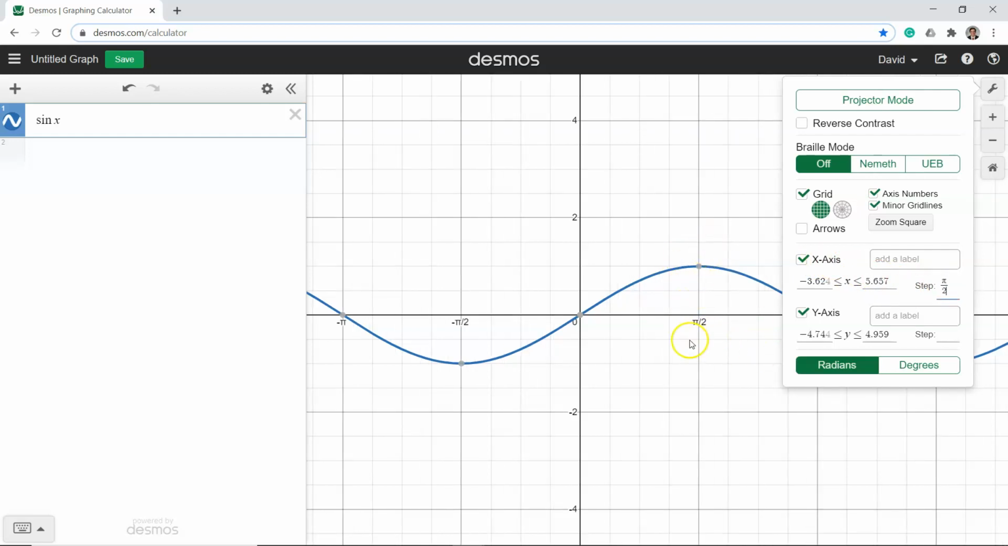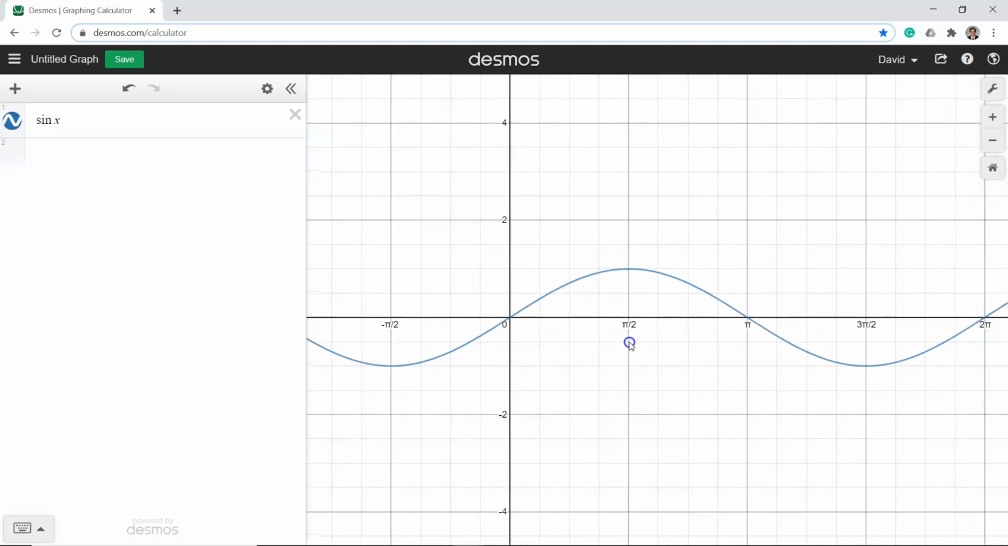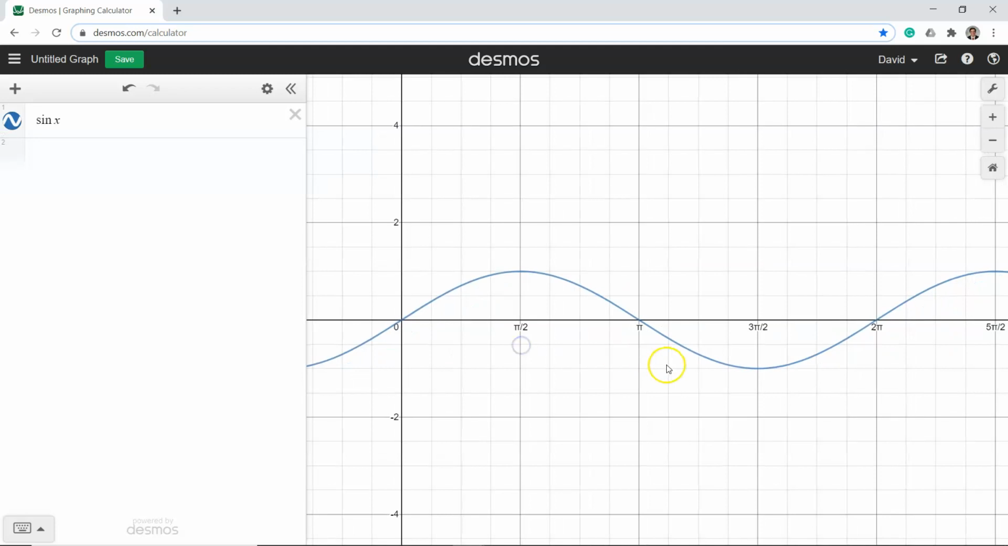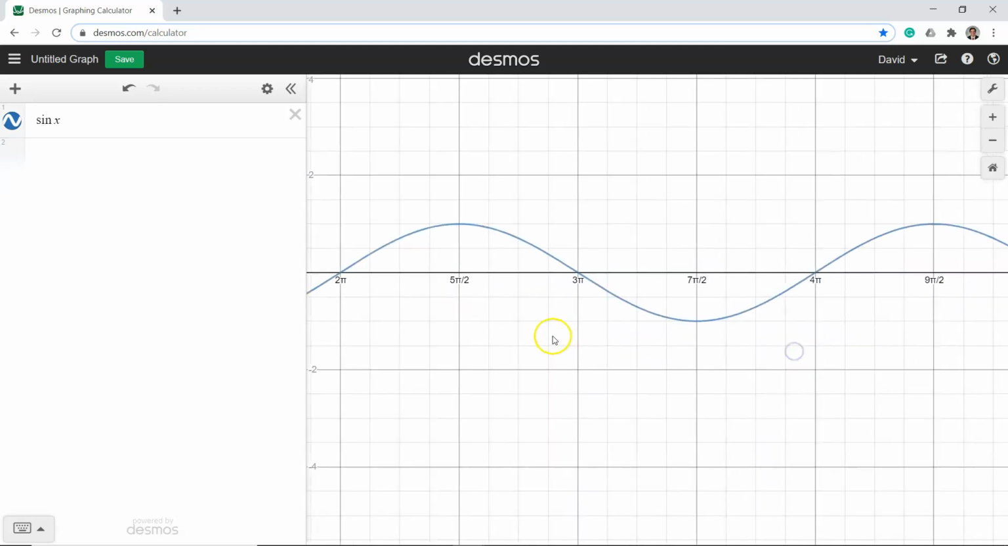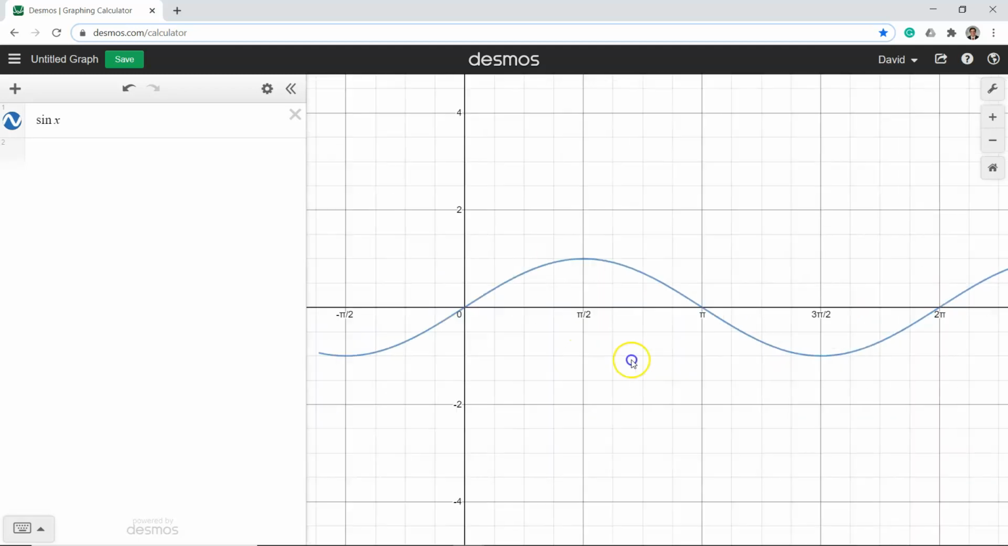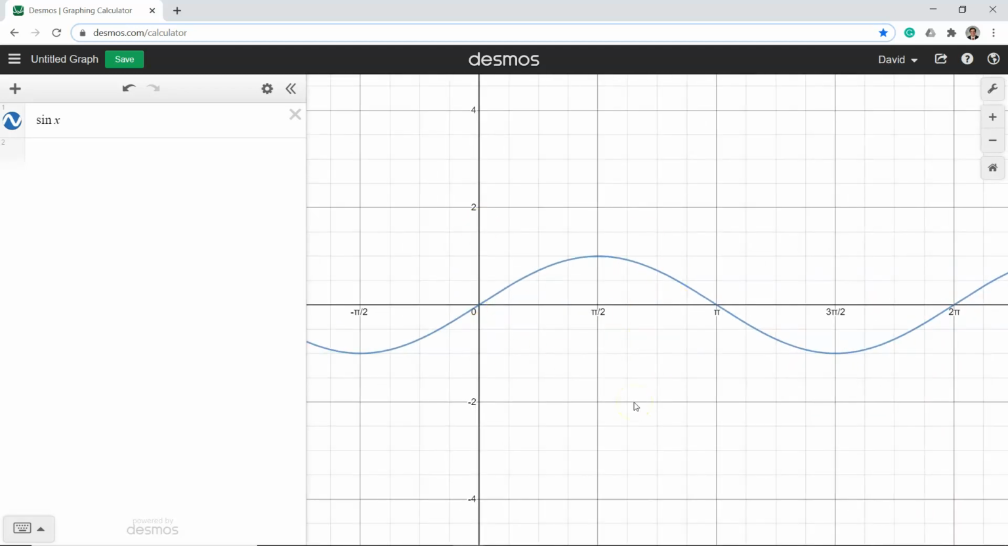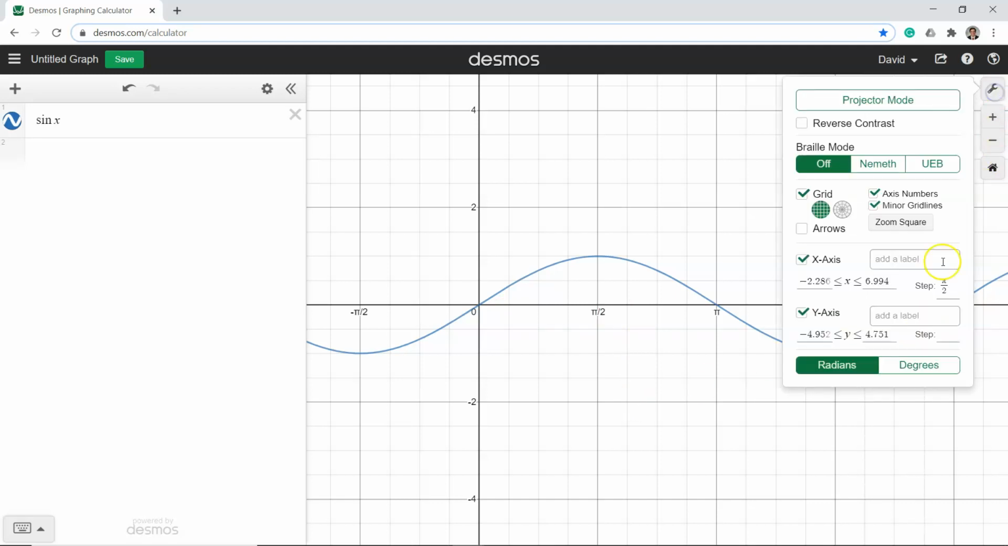What that does, as you can see, is it makes these thick lines right here that break up the x-axis into pi over 2. And it does that for the entire x-axis. So you can keep going, you can zoom out, everything like that. It's all going to be in pi over 2. So once we've done that, we can also do a couple more things.